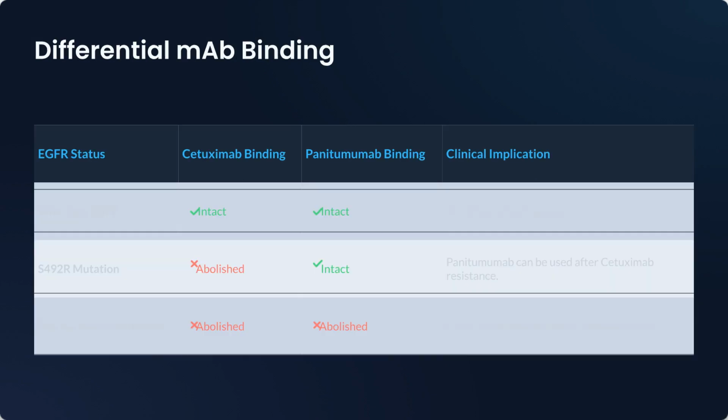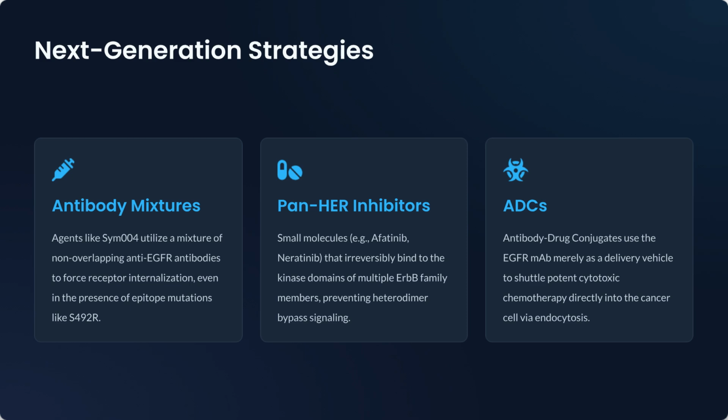The S492R mutation shows differential binding effects. While it completely abolishes binding for cetuximab and panitumumab, it has no effect on ligands like EGF or the second-generation antibody necitumumab. This underscores the need for alternative strategies. Next-generation strategies to overcome resistance include antibody mixtures like SIM004, pan-HER inhibitors such as afatinib, and antibody-drug conjugates, which use the mAb as a drug delivery vehicle.